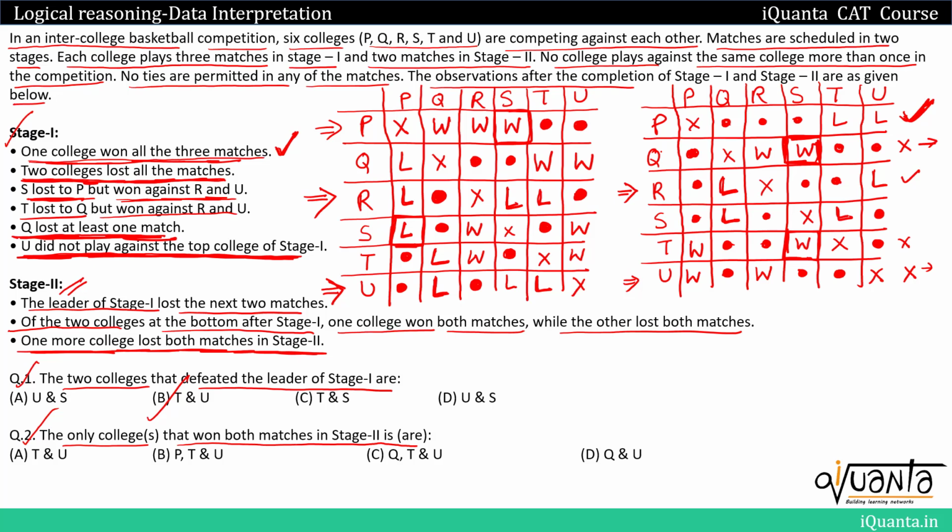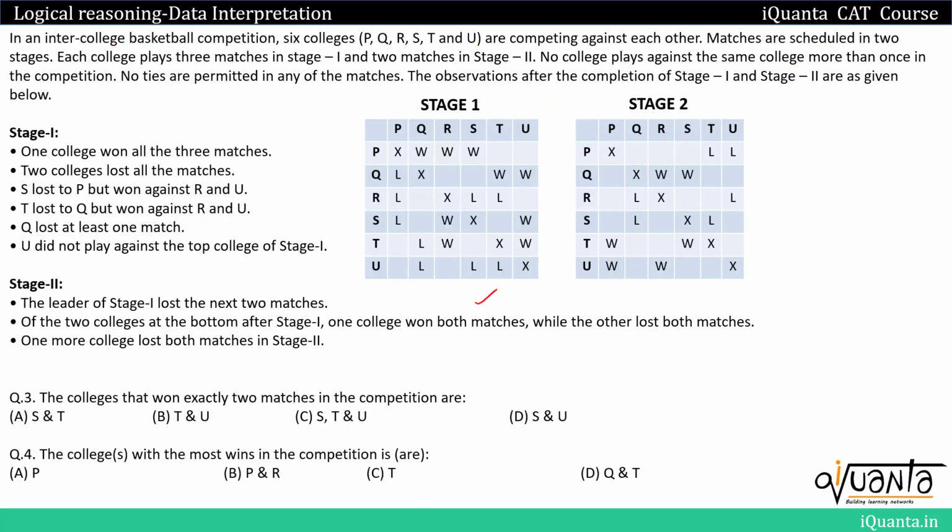So let us count how many colleges are winning both their matches in stage 2. So one of the colleges is Q over here. Then we have T as another college that is winning both its matches, and college U also. So Q, T, U are the colleges that are winning all their matches in stage 2. So option C will be the correct answer. Let us try to solve the third question now. So these are the tables that we have.